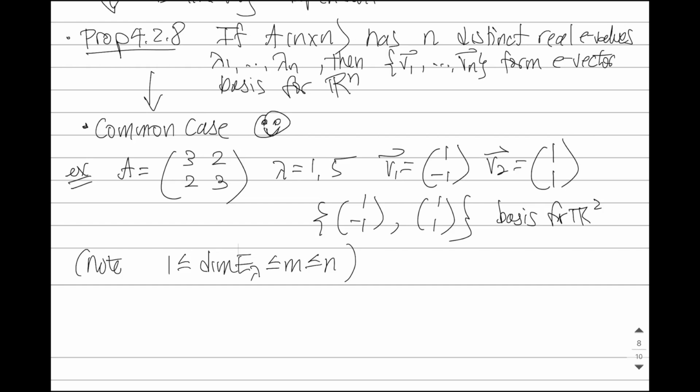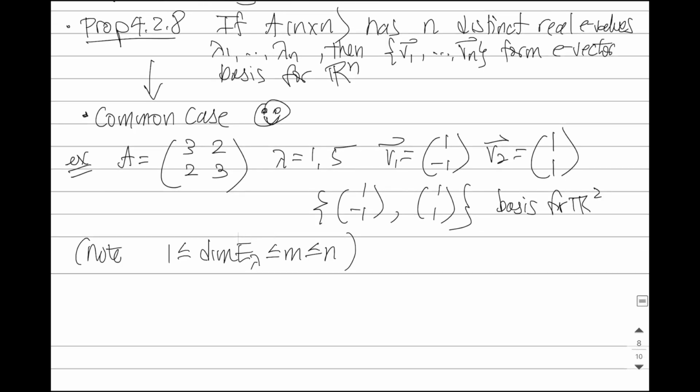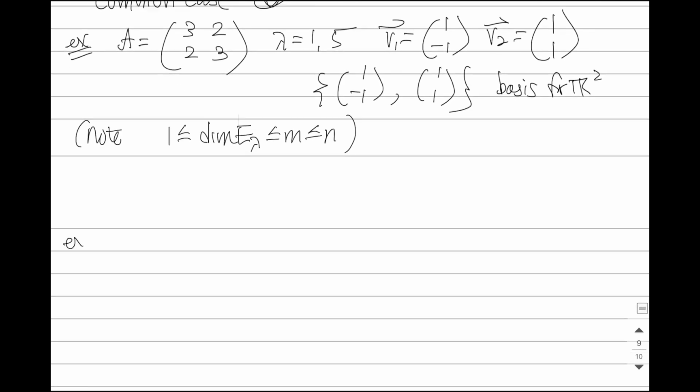Remember, the dimension of an eigenspace has to be less than or equal to the multiplicity of that root, and that has to be less than or equal to n. Your eigenspaces can't be bigger than the dimension of the space that they are in.